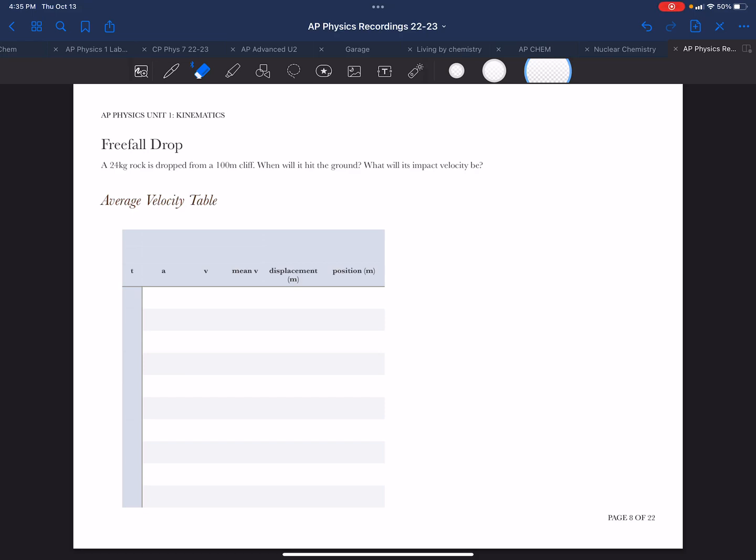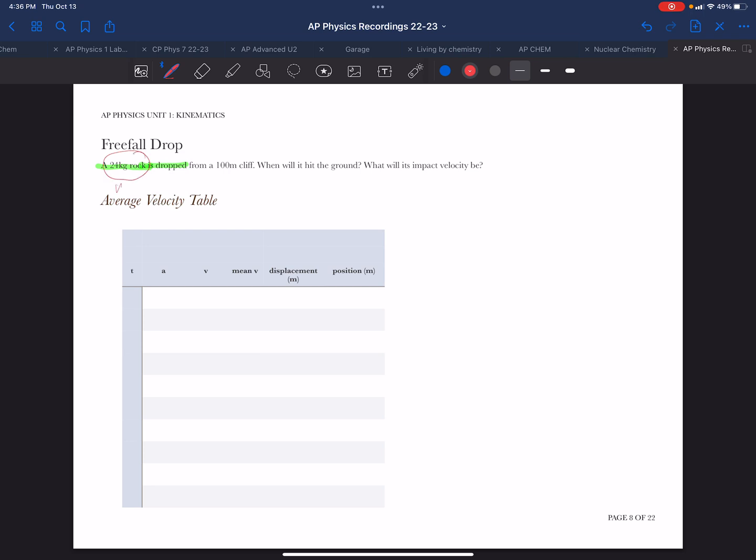So in this question, we have a free fall. We'll take a deep dive into a free fall problem where we have something that is going to be dropped. As we examine the information given, we are told that there's a 24 kilogram rock that's dropped. Well, the fact that it's 24 kilograms is irrelevant.